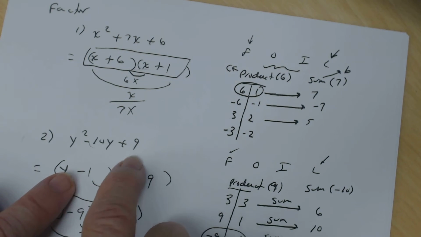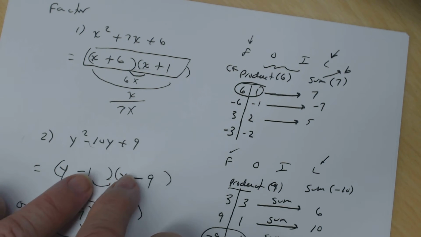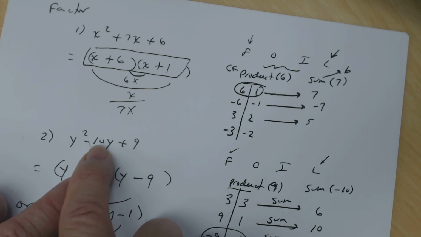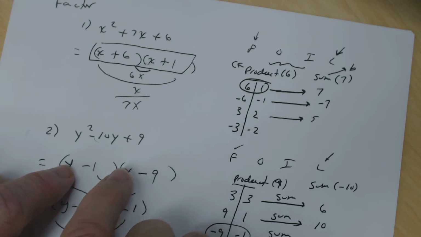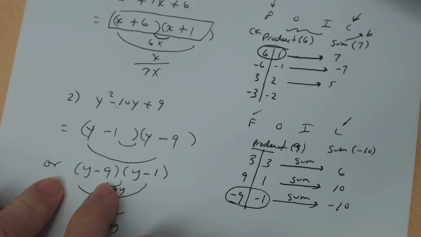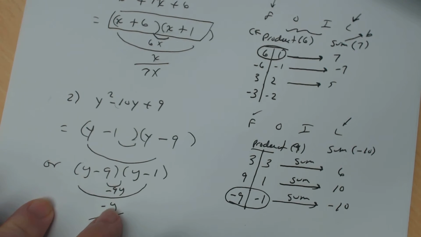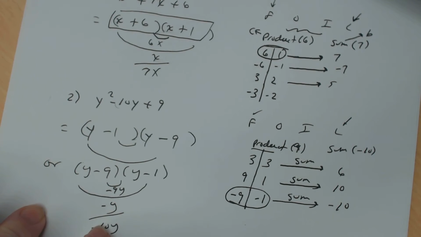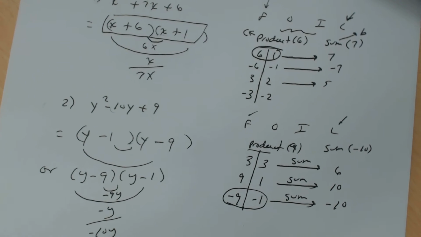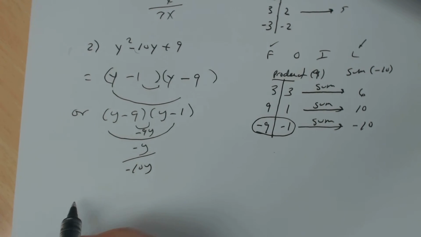Here, their last sign's positive, so these had to be negative because my middle sign is negative. So remember, a negative plus another negative is a negative. Okay? All right. Let's look at number 3.